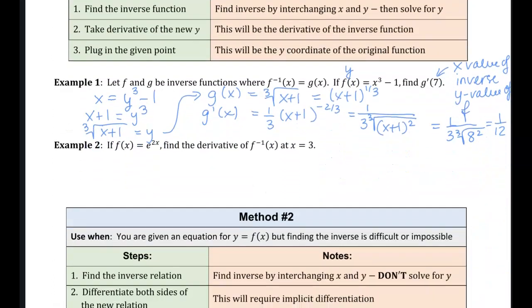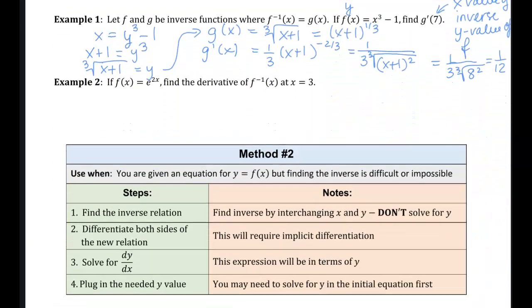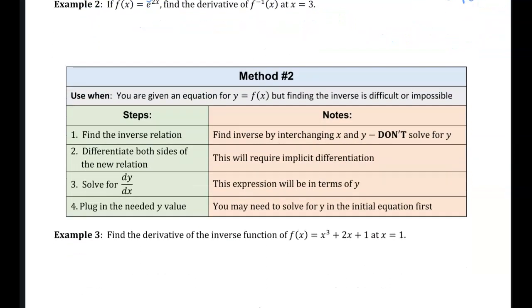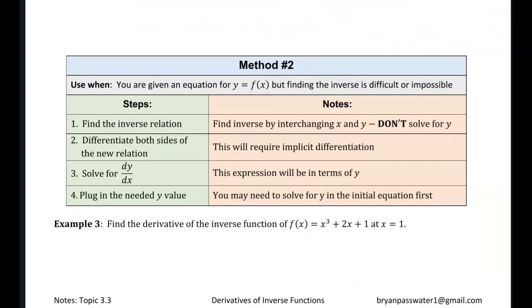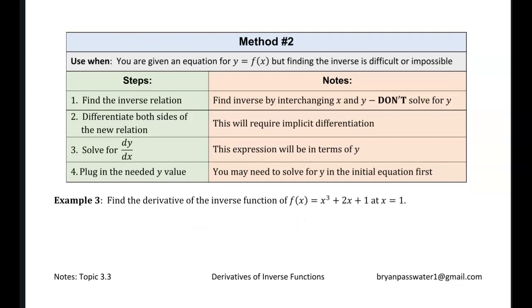So we're going to skip over the second example, and look at method 2 instead. Similar method over here. We are finding the inverse relation first. This one generally we use when it's a little harder to solve for the inverse function. And then we're going to differentiate both sides. We're going to solve for dy/dx and then plug in as needed.